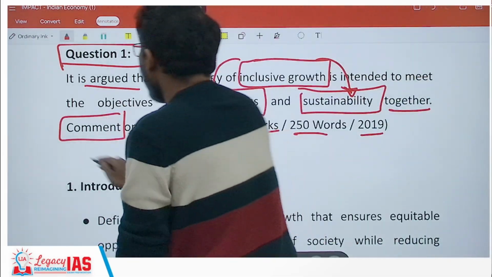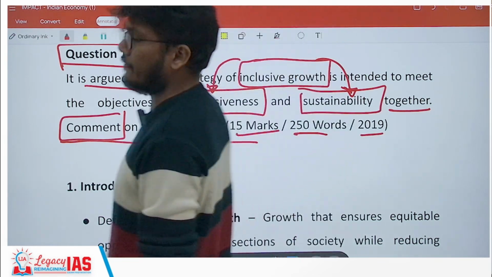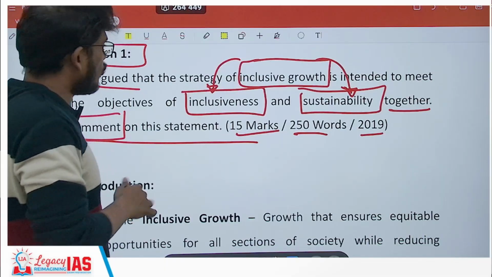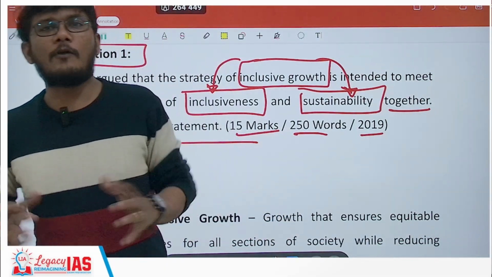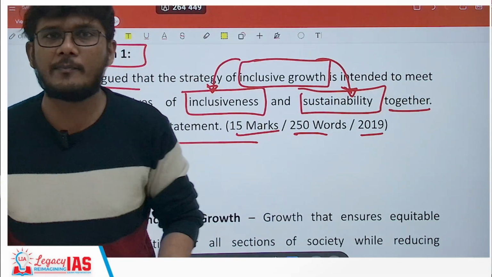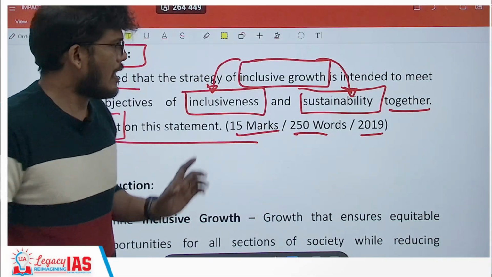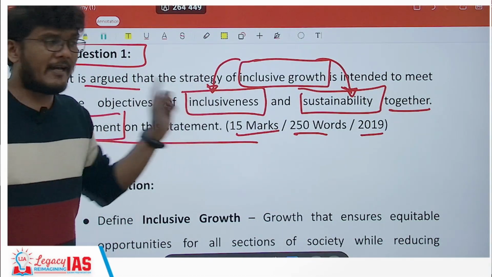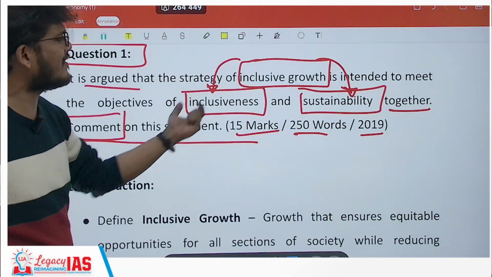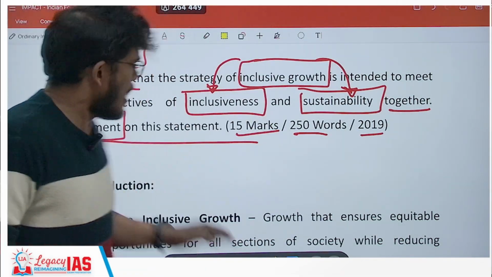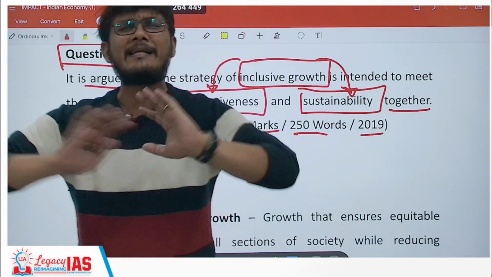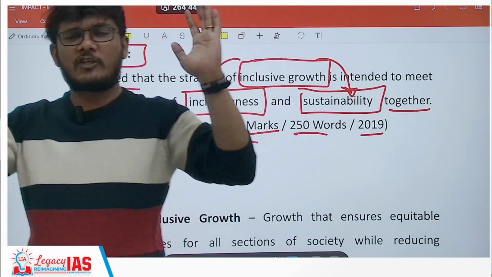So there's a full stop. And then it says comment on this statement. That means what? The scope is open for you, it is flexible for you as to what you will do. There are various ways to approach. Now let us see what can be the approaches and what approach should be taken. They are saying it is argued. They are not saying it is necessary, it is a must, nothing like that. It is saying it is argued that it is intended for inclusiveness and sustainability together. Comment on this statement. So you can take an approach in which you completely deny it. No, it is not the case at all.